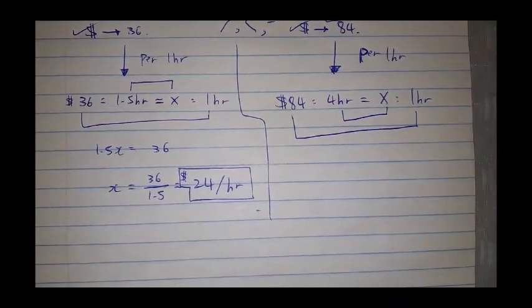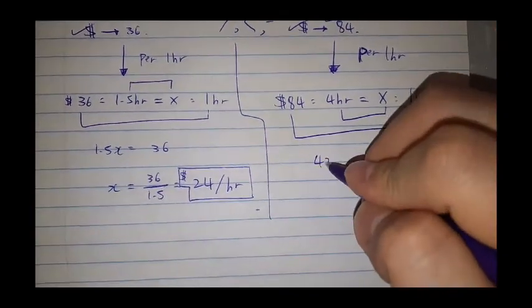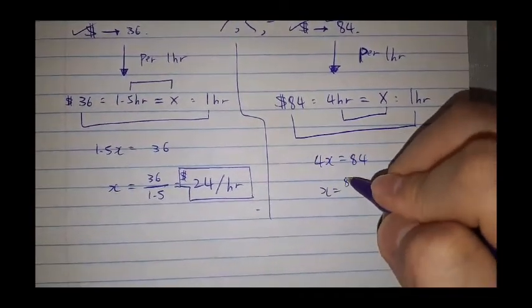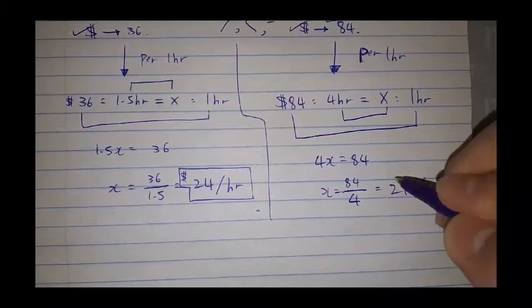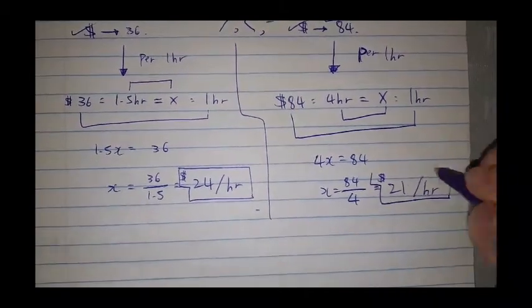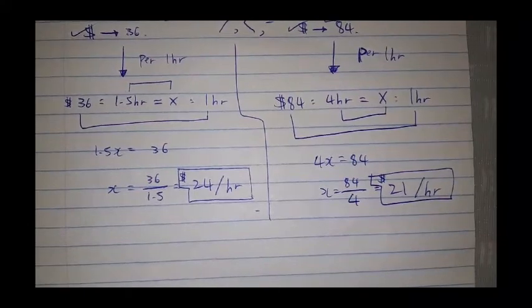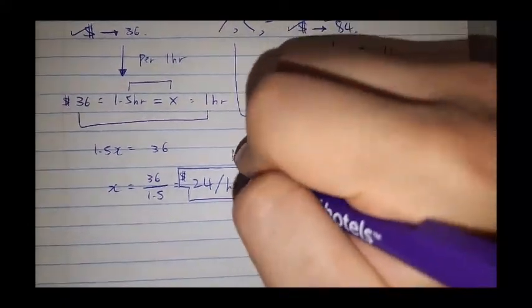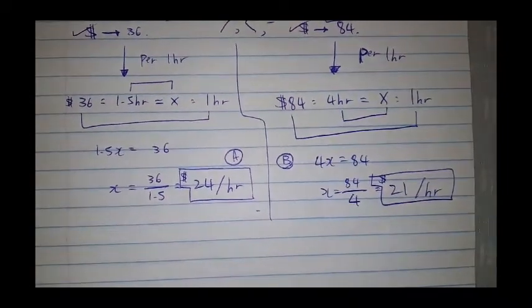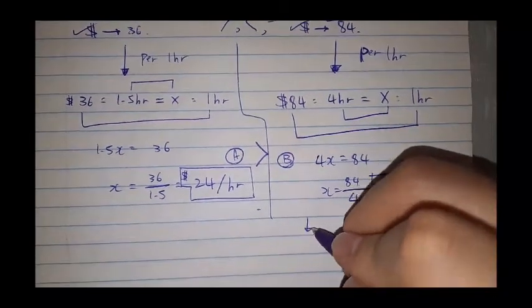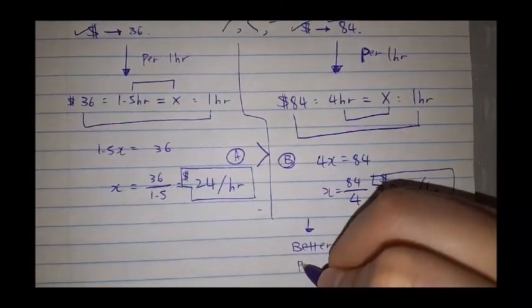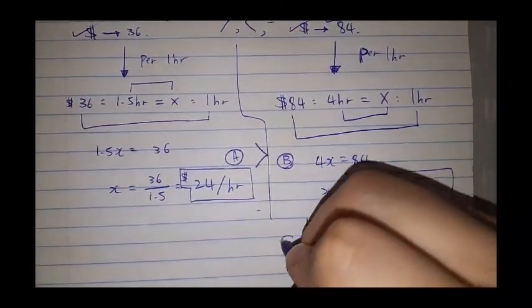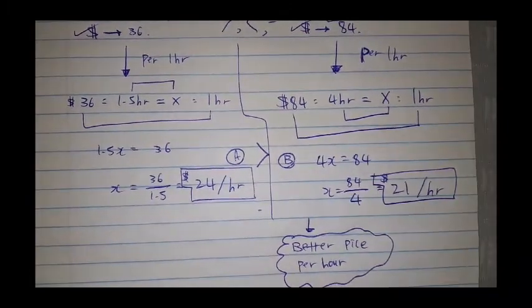Now let's look at the Supreme situation. $84 for 4 hours. So how much money for an hour? 4x is equal to 84. Isolate for x. Then you get $21 per hour. So now we can get to a conclusion, option A versus option B. Which one is more expensive? A is more expensive, so B is basically the better price per hour. That is your consumer's conclusion.